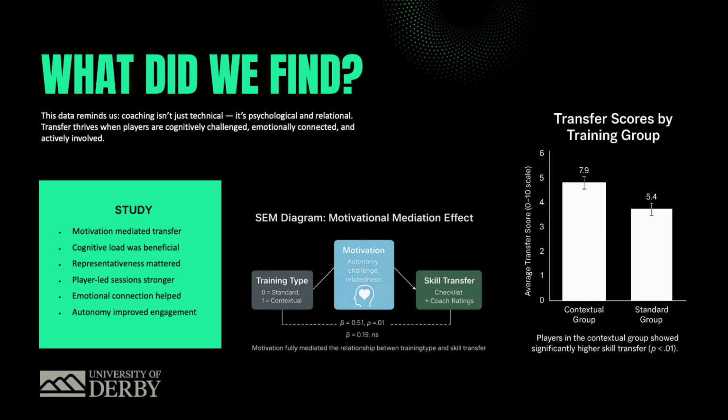Giving players choices and agency strengthened confidence and ownership. Emotional connection mattered. Enjoyment, social bonds, and feeling invested made players more likely to apply learning. Autonomy improved engagement. Players stayed locked in when they felt trusted to solve problems. So, really, the takeaway is this: transfer isn't purely technical, it's psychological and it's relational too. If you want practice to transfer, we must design environments that engage players as thinkers, problem solvers, and teammates, not just executors of drills.